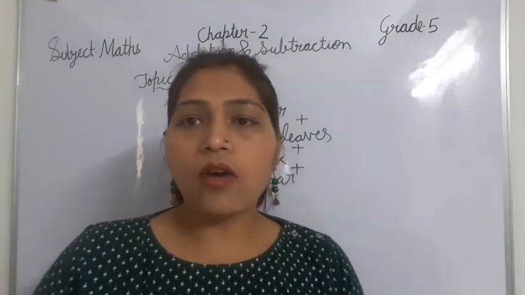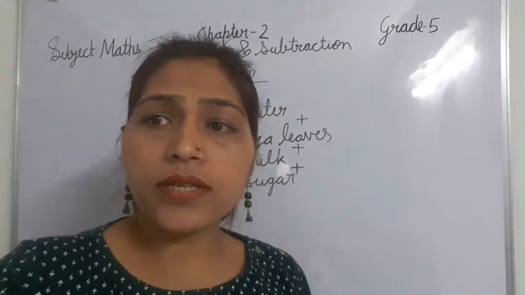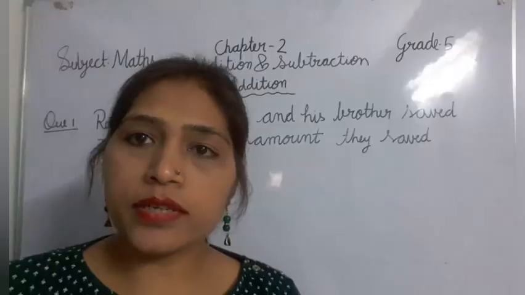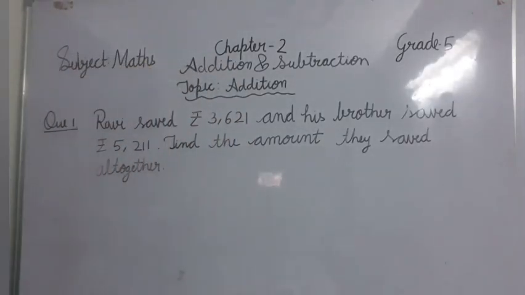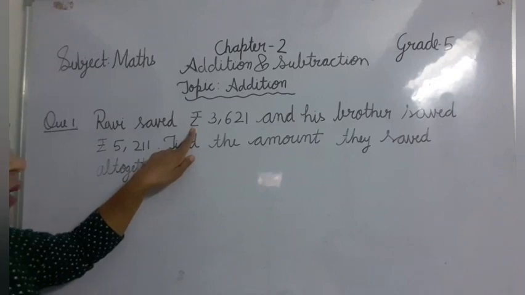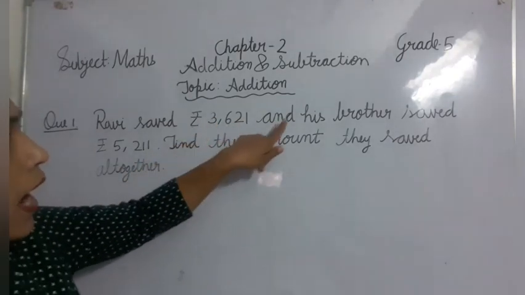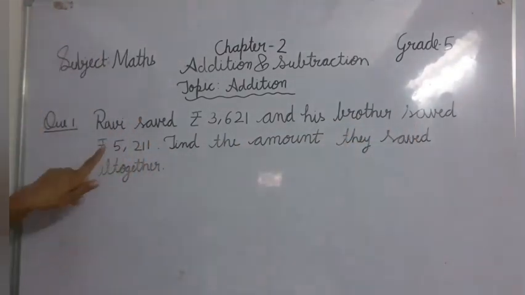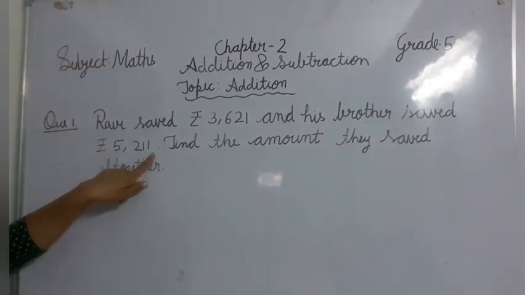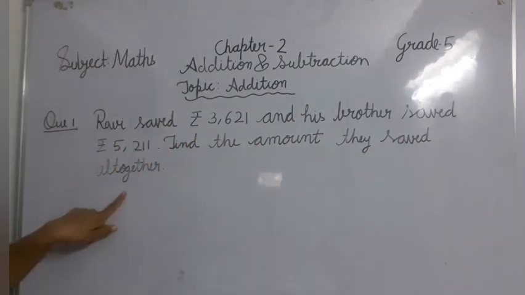So now we'll do addition with numbers. Let's take an example of addition. Now read with me. This is a problem. Ravi saved, this is the symbol of rupee, 3621 rupees and his brother saved 5211 rupees. Find the amount they saved all together.